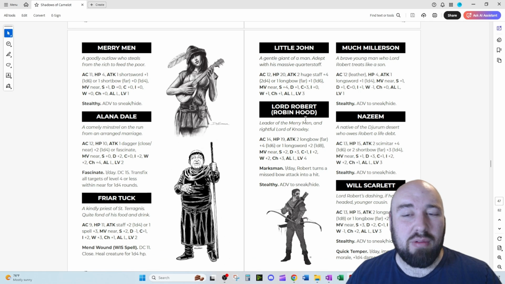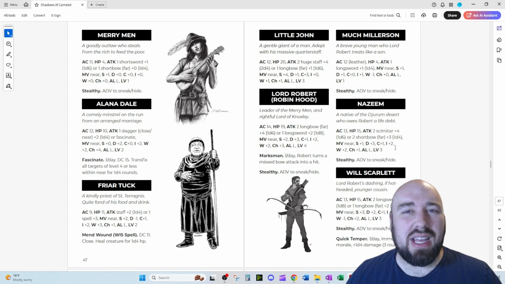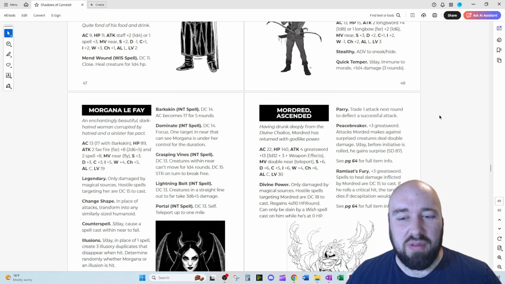And as we continue to scroll here, you can see a variety of other important NPCs, including Lord Robert, aka Robin Hood, and his merry men. And this should be most of the ones that you're expecting to see from Robin Hood, and a couple others that maybe are a little bit more of a surprise. All right, moving on here.